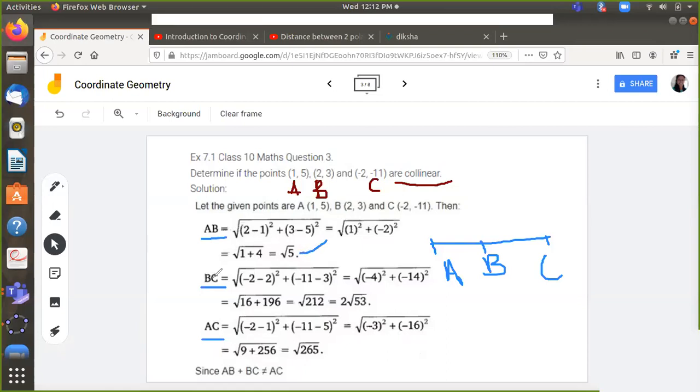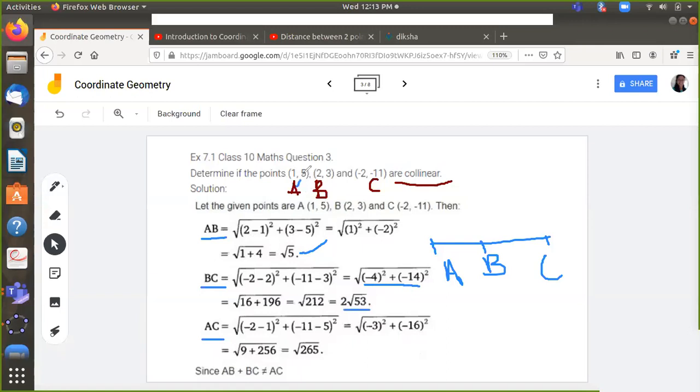Now coming to BC. So when you take BC, this is your x1, y1 and this is your x2, y2. So it will be negative 2 minus 2 the whole square plus negative 11 minus 3 the whole square. So when that is done, I get negative 4 square plus negative 14 square. So that is 196 and 16 added together, I get 212. So I get the value of BC as 2 root 53.